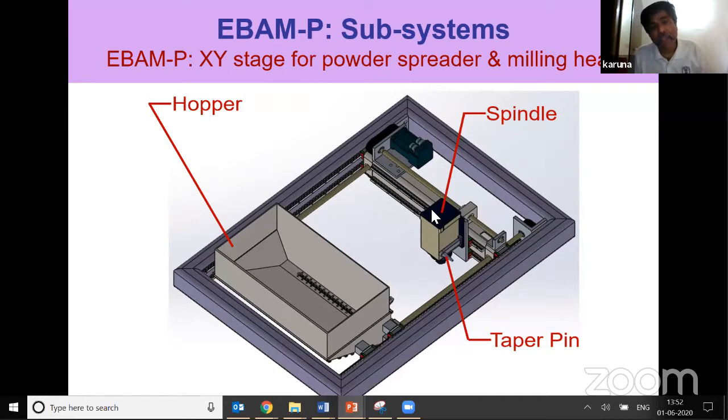And we also have a milling process. Ours is a combination of addition and subtraction. We are hybrid people. We combine additive manufacturing and subtractive manufacturing. So all our systems are hybrid in nature.